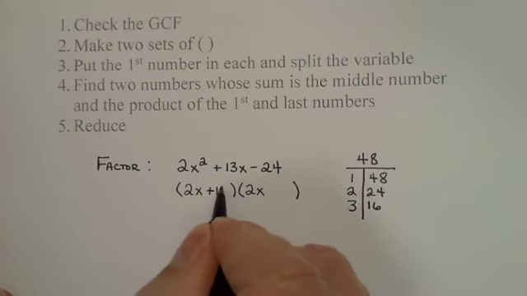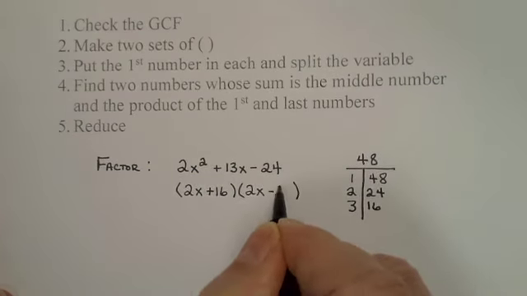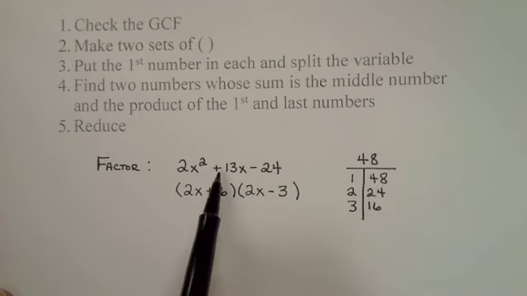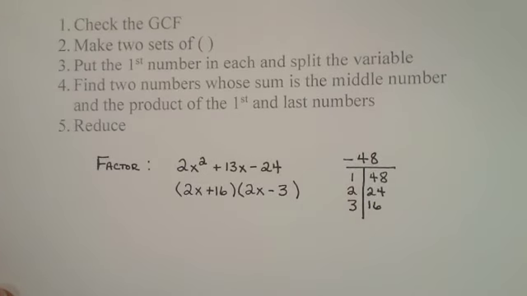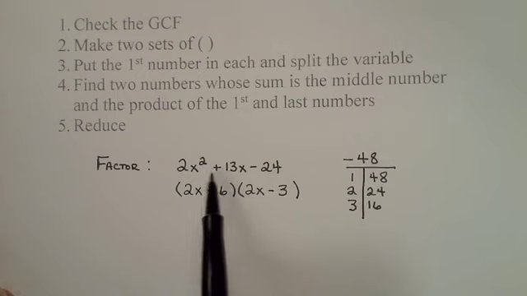So a positive 16 and a negative 3 will give me a positive 13. And if I multiply these two numbers together, I get negative 48. And that's what I'm looking for. Two numbers that add up to be 13 and multiply together to give me negative 48.